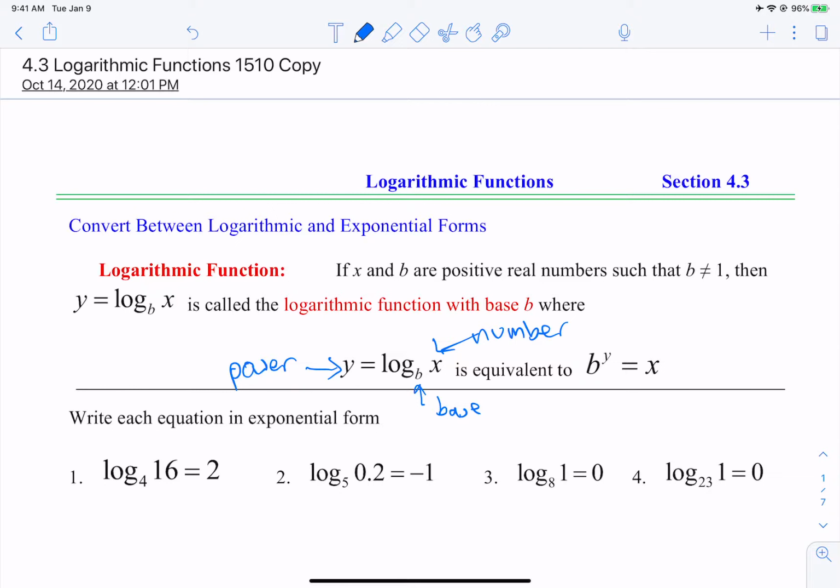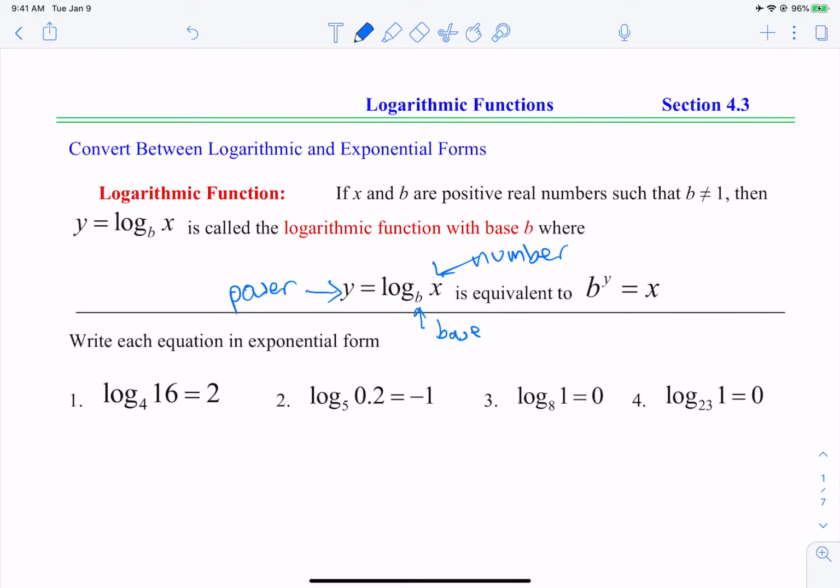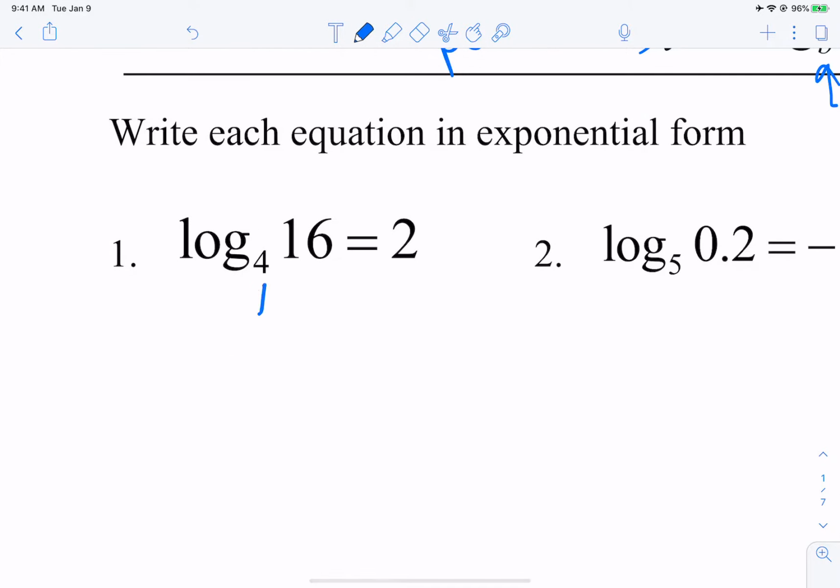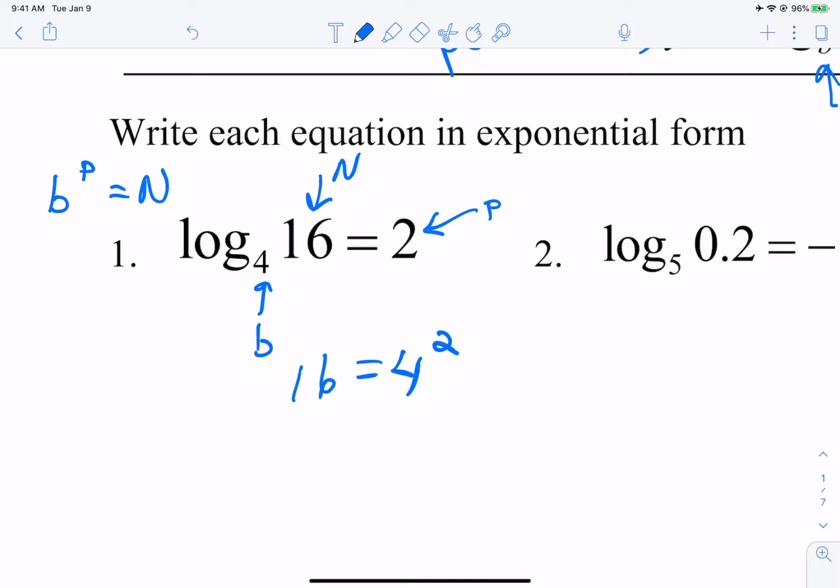So in the first few problems here, we are taking a logarithmic form and just writing it as exponential. So let me show you what to do. If we start with number 1 here, first you want to identify the base, then you want to identify the power, and then you want to identify the number. So we know that the base to that particular power is going to equal the number. So that's kind of what we're going to use to convert. So 16, that number, is base 4 to a power of 2. So we've converted it. That's it.